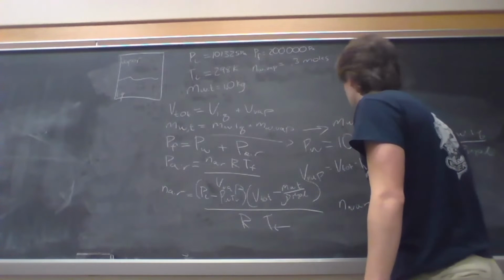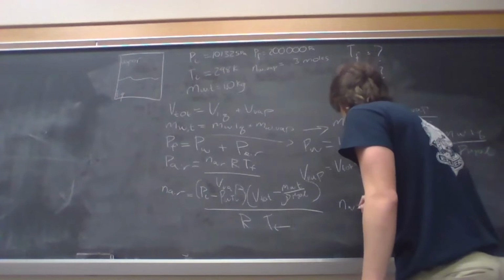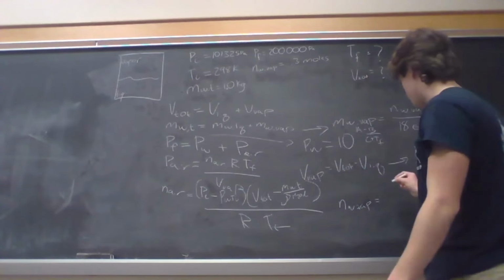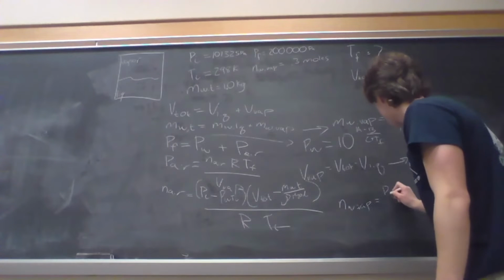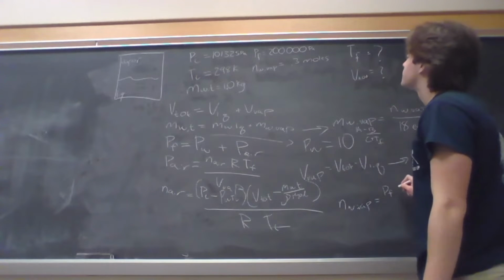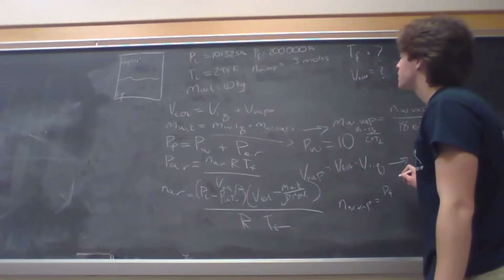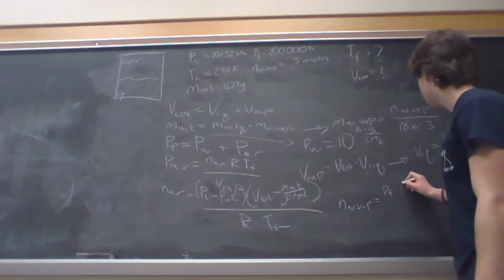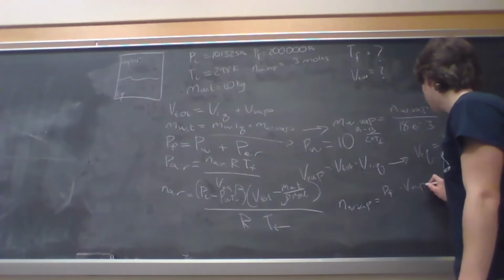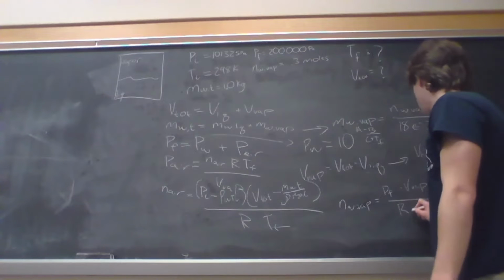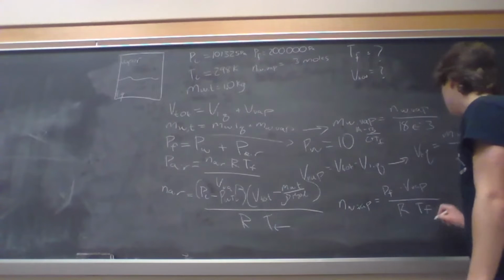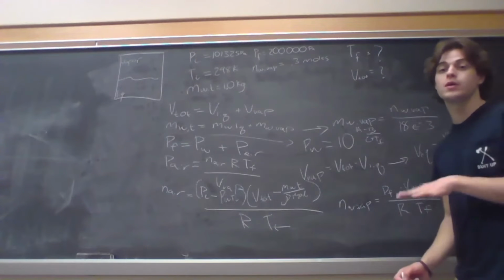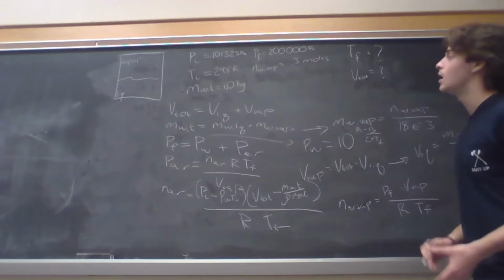So our moles of water vapor will be equal to the final pressure times our volume of our vapor over R times our final temperature. Now we have enough relationships here to go into Python, and we'll be able to solve this using our code.